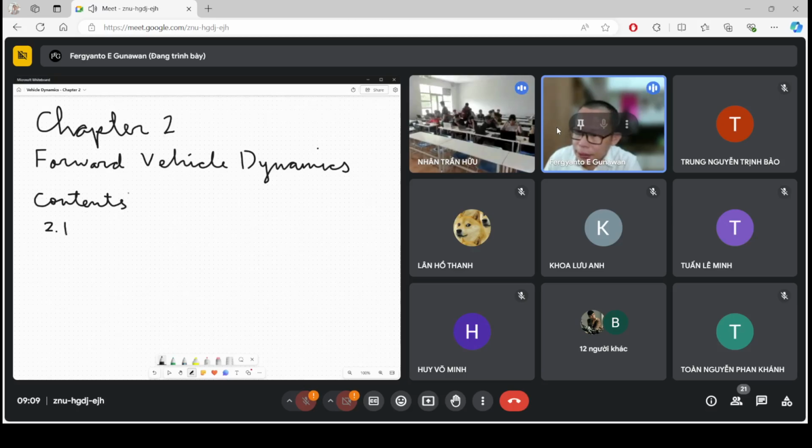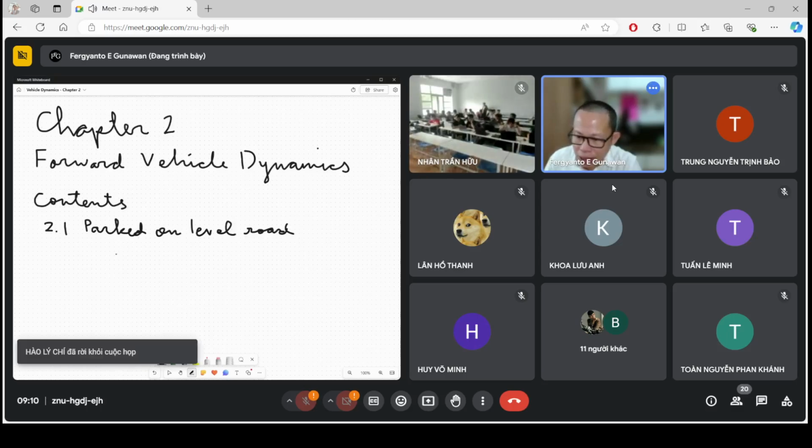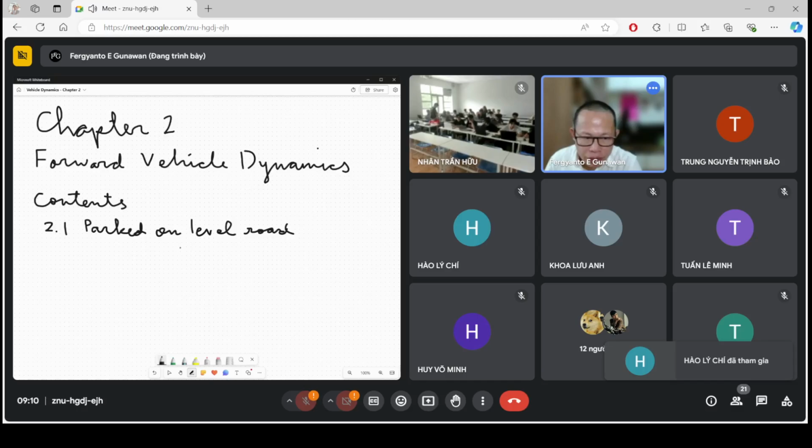2.1 is about a parked car on a level road. So we are going to discuss a car parking on a level road. This is the first thing we are going to discuss. We are going to discuss the force on the wheel when the car is not moving.